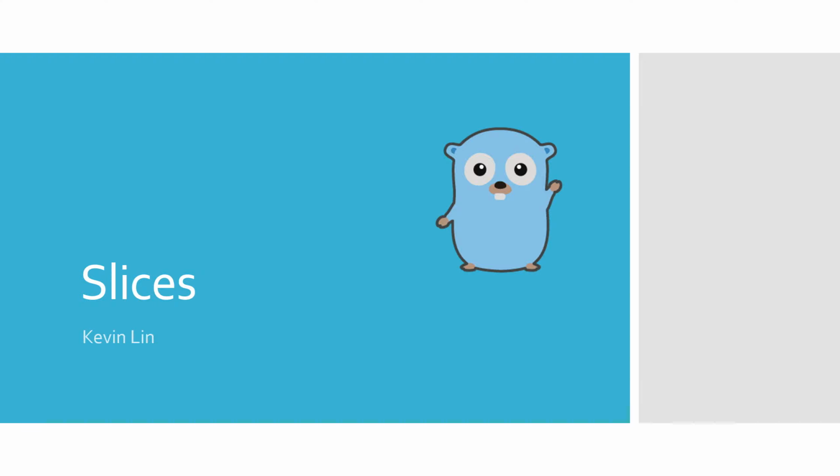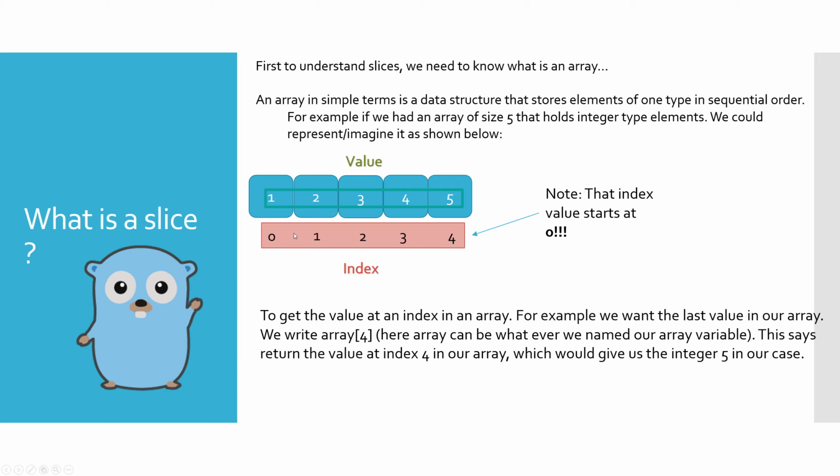Welcome back. In this video, we are going to talk about slices in Go. Before we get into that, to better understand what slices are and how they work, we need to know and understand what an array is. Simply, an array is a data structure, and it stores elements of one type in sequential order.